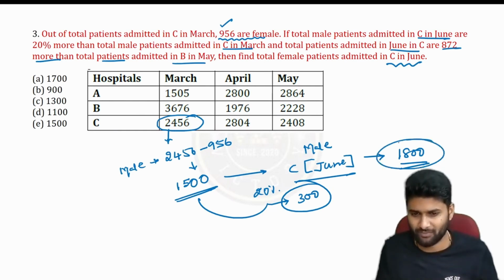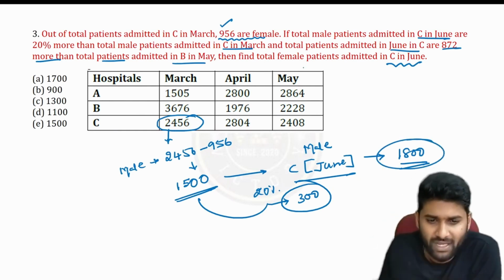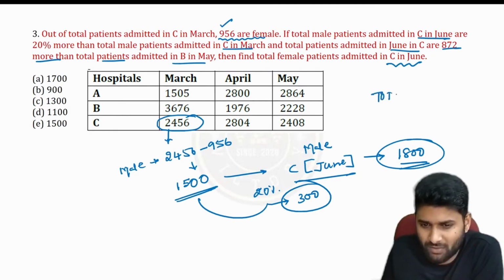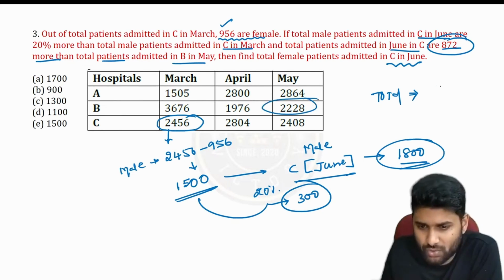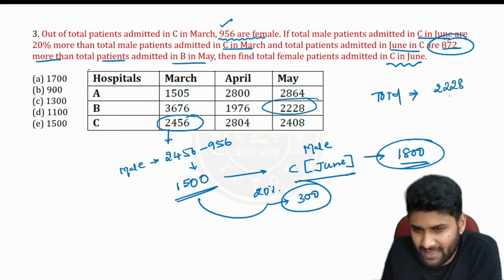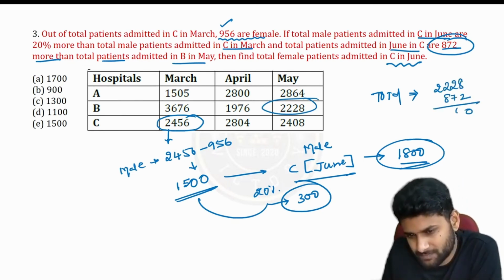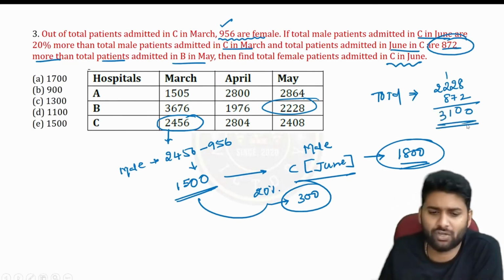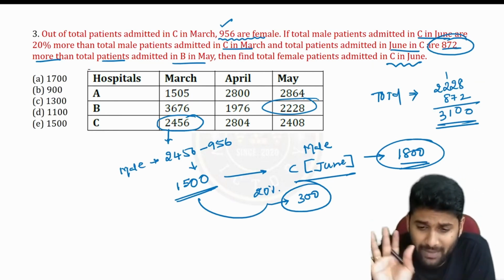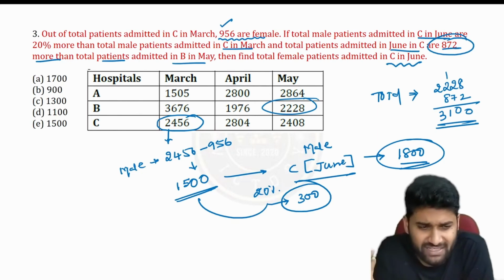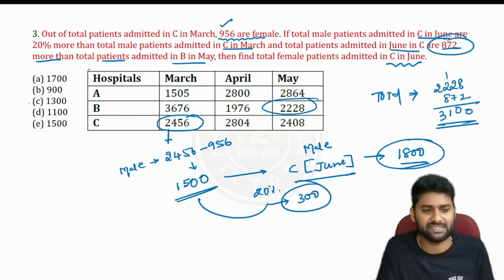You already know that the number of male persons is 1800. Now there is one more data that says the total patients admitted in June in C is 872 more than the total patients admitted in B in May. B in May, how much is the value? It's 2228, and you should add 872. It's 3100. Now the question, out of 3100 total patients, 1800 are male. What about the female? Just find the difference, you will get the answer. Is it clear, guys? It's 1300.